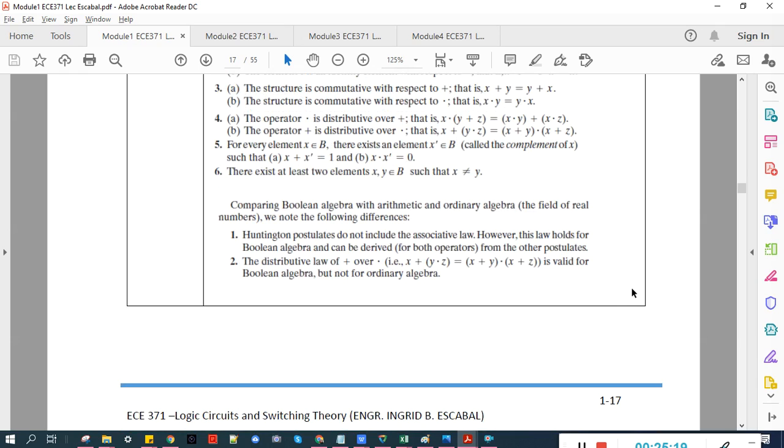Number 2, the distributive law of plus over times, that is x plus y dot z equals x plus y times x plus z, is valid for Boolean algebra but not for ordinary algebra, as I have said earlier. This is true for Boolean algebra but not for ordinary algebra, where we distribute the operation plus over multiplication.